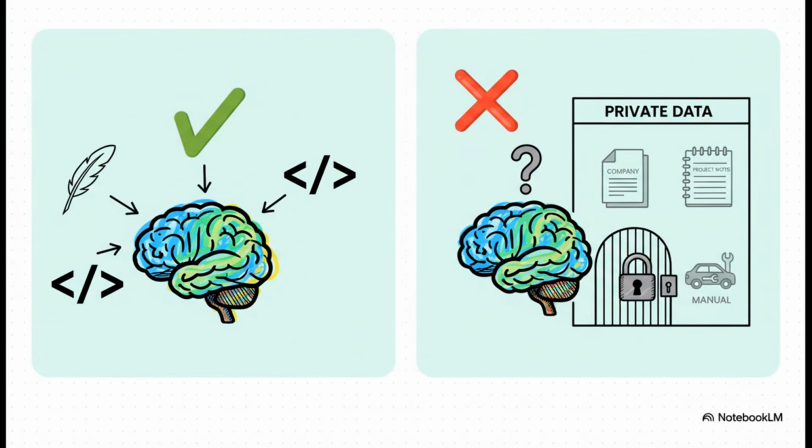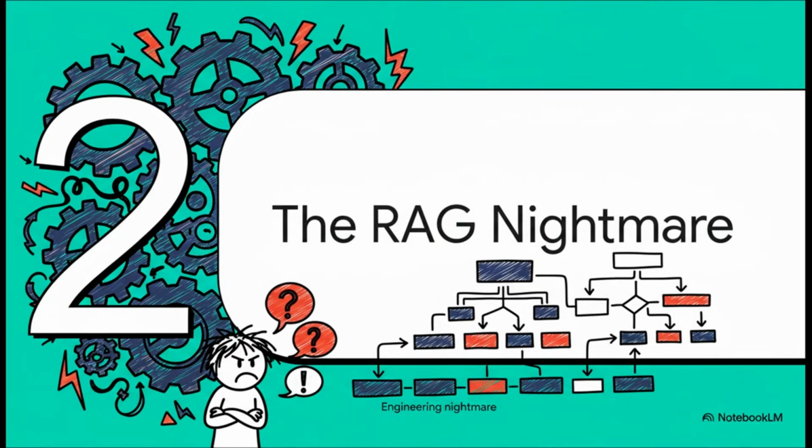Think about it like this. An LLM can write a sonnet or debug some tricky code because that stuff is all out there, in public. But it knows absolutely nothing about your company's internal documents, your private project notes, or the user manual for your specific car. And for developers, getting an AI to understand all that private info has been a monster of a challenge. So the way we've traditionally tried to solve this is with something called Retrieval Augmented Generation, or RAG for short. But building a RAG system yourself, well, historically, that's been an absolute engineering nightmare.